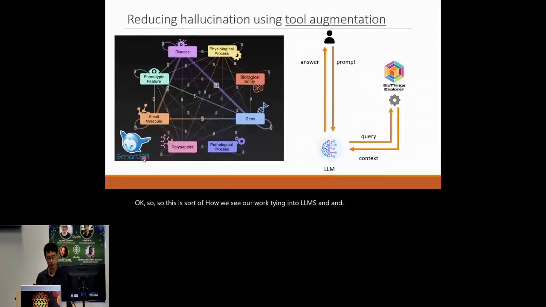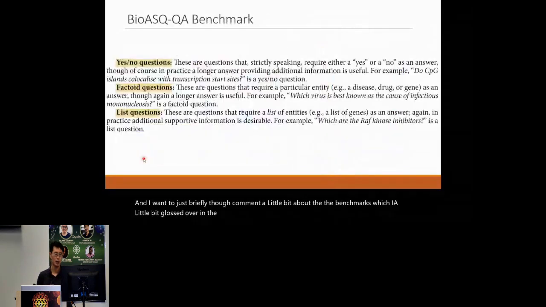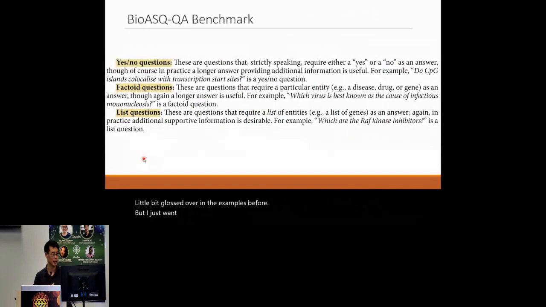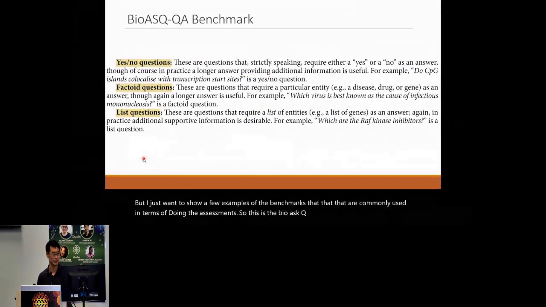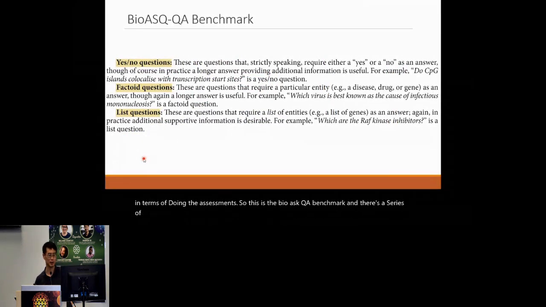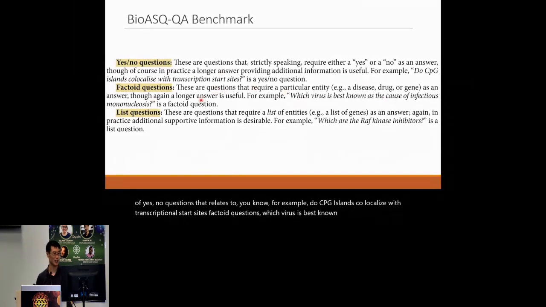I want to briefly comment a little bit about the benchmarks, which I glossed over in the examples before. I just want to show a few examples of the benchmarks that are commonly used in doing these assessments. So this is the BioASQ QA benchmark, and there's a series of yes/no questions that relate to, for example, do CpG islands co-localize with transcriptional start sites, factoid questions, which virus is best known to cause infectious mononucleosis, and so forth, list questions.